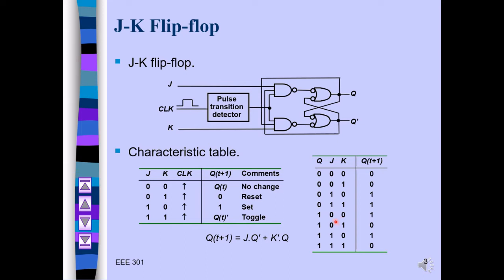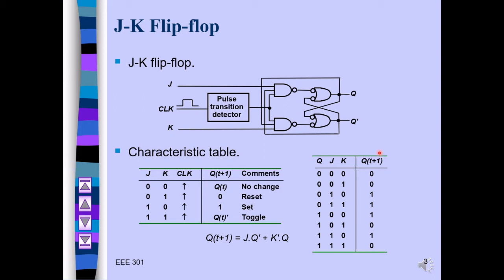Look here, 0 0 again. This is for the last four states, where the present state Q value is 1. For 0 0, no change, meaning the previous value is 1, so it will be 1. For 0 1, reset, so it will be reset to 0. Previously it was 1 but reset to 0. For 1 0, set, so set to 1. For 1 1, toggle, so previously it was 1 and it becomes 0 now.